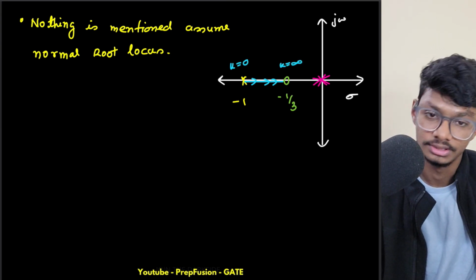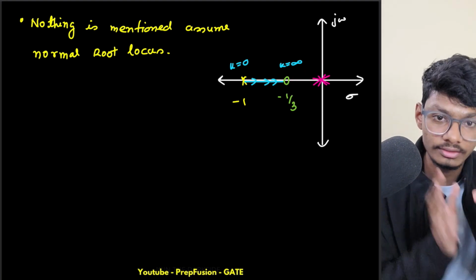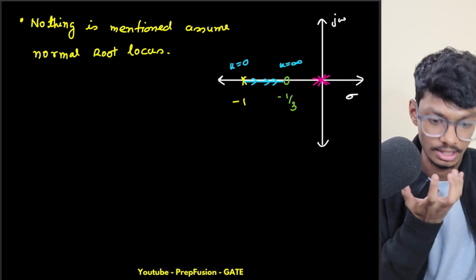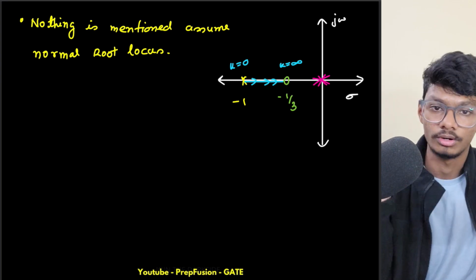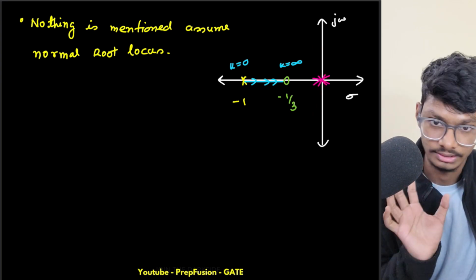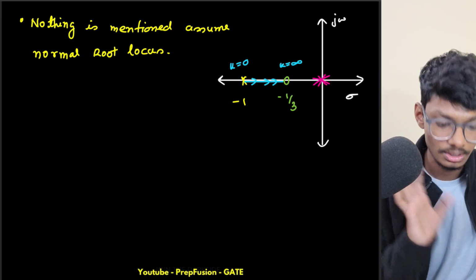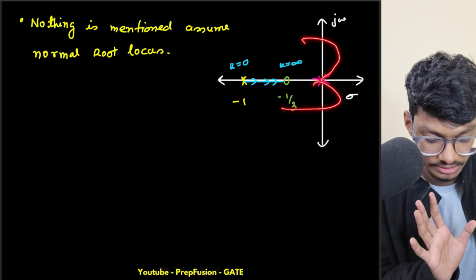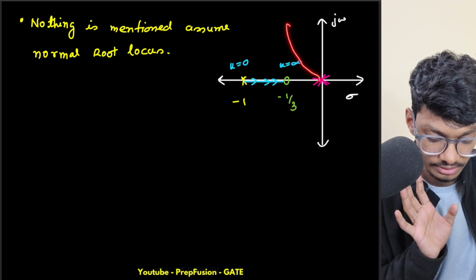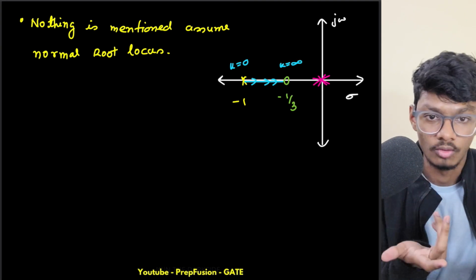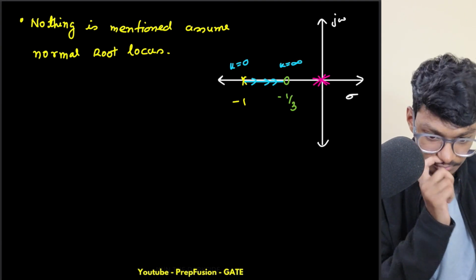But what about the other two roots? Whenever I have repeated roots, what will happen? I will have a breakaway point. So obviously they will break away like complex poles. But how will they break away? Will they break away like this, or like this, or how? How will you understand that?